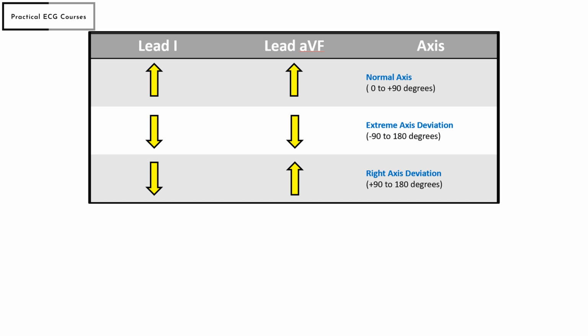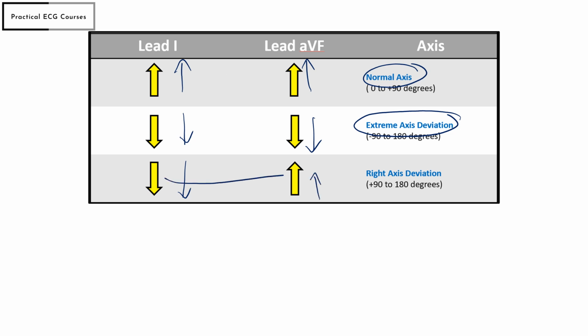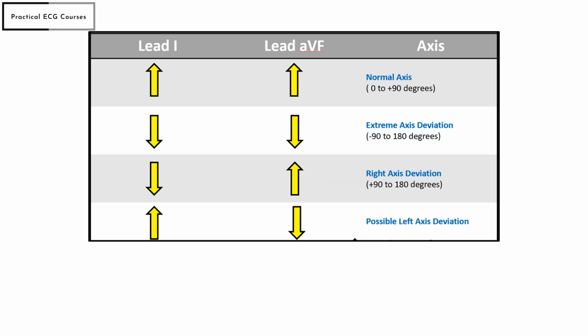So as per the modified quadrant method, if both 1 and AVF are positive, that's normal axis. If 1 and AVF are both negative, that is an extreme axis deviation. If 1 is negative and AVF is positive, then right meets comes into play, so it is right axis deviation. So far, it's all been simple and straightforward. It's because the normal and the deviations that we've discussed so far fit neatly into a quadrant.